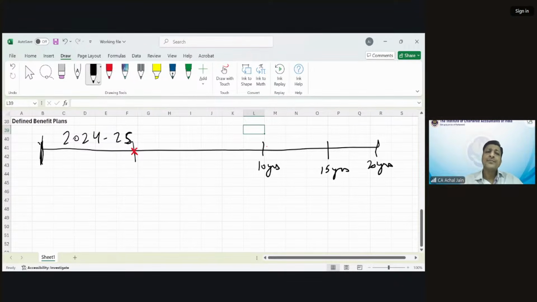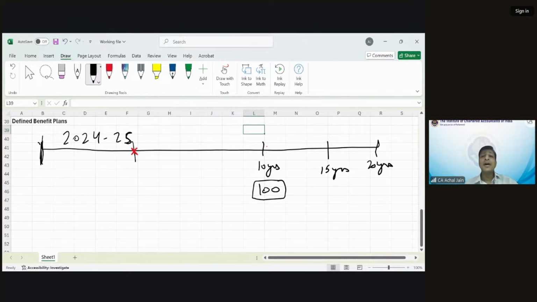Correct? So now, in this case, what is the amount that we need to compute? We need to compute the amount that will be payable to the employees when they retire, for which, as we discussed, an estimation is required, because today we don't know what the amount payable after 10 years will be. Yes or no? We don't know. Let's assume this amount after 10 years will be 100.